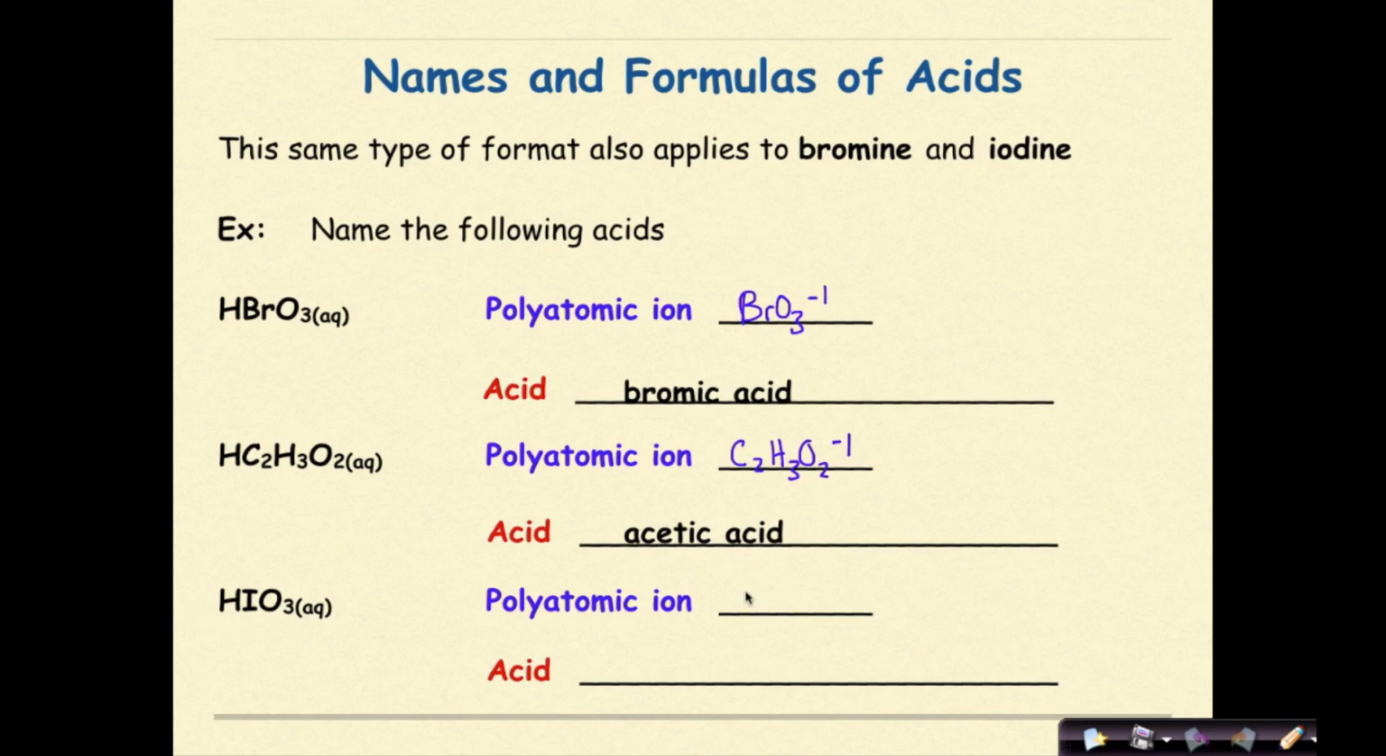HIO3, the polyatomic ion is going to be IO3-1, and the acid here is going to be iodic acid. So you need to be able to look at the polyatomics and figure out the acid name.